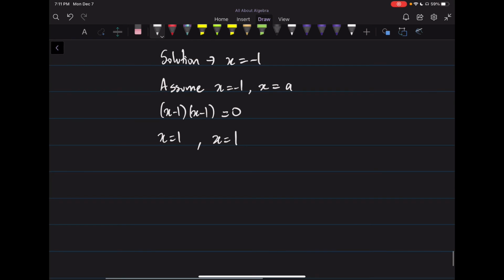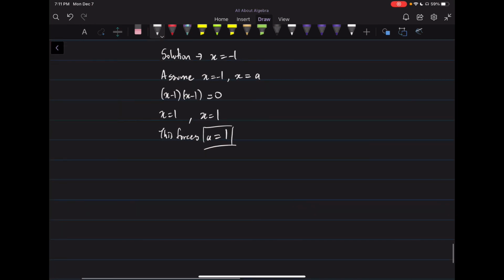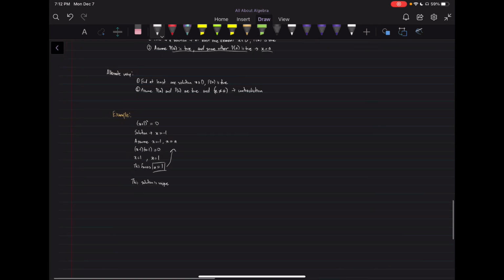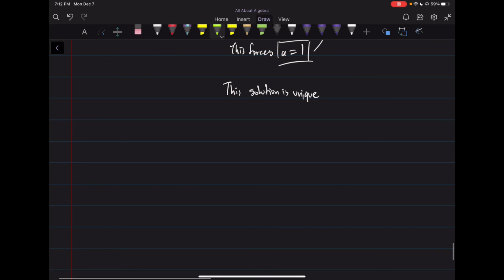So we can denote that this forces a to be equal to 1. This has to be true because that's the only factor possible, right? So this forces a to be equal to 1, which means that this solution is unique. That's how you would prove that something is unique.